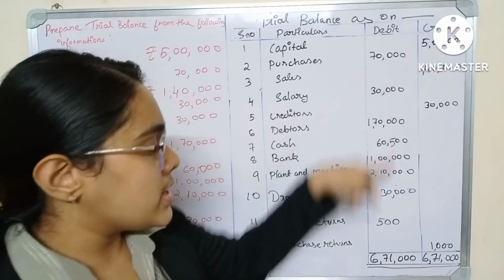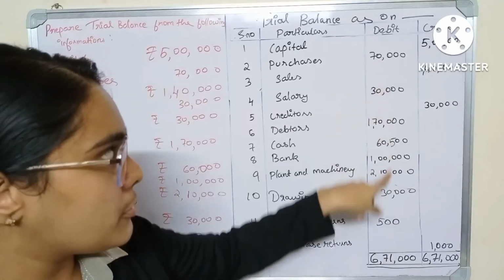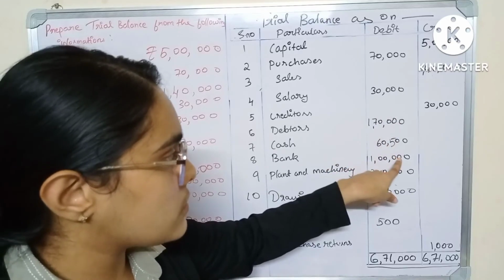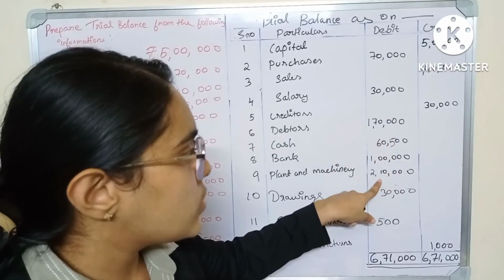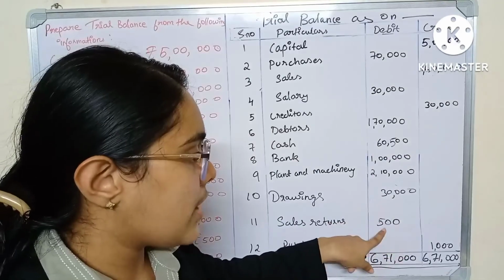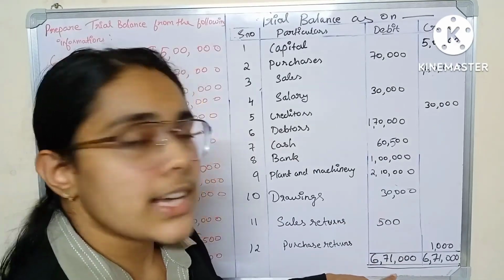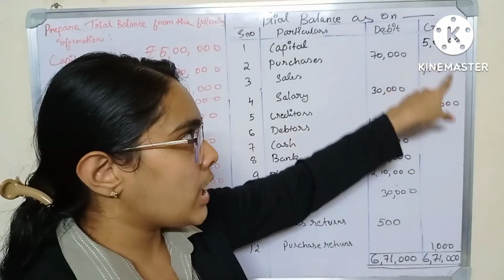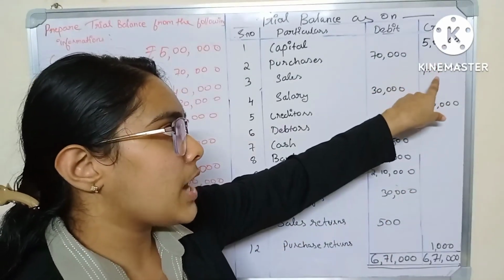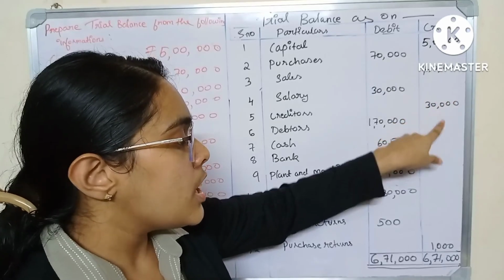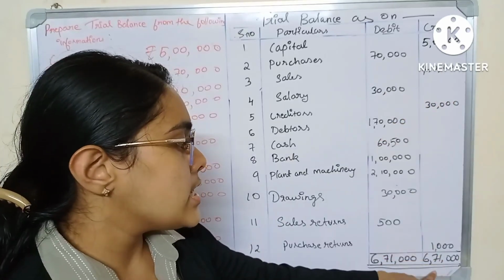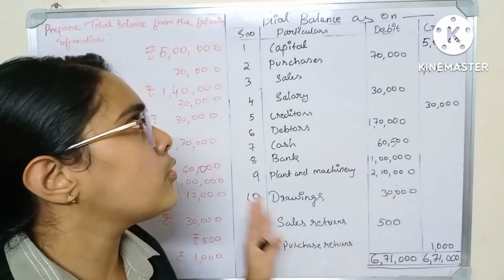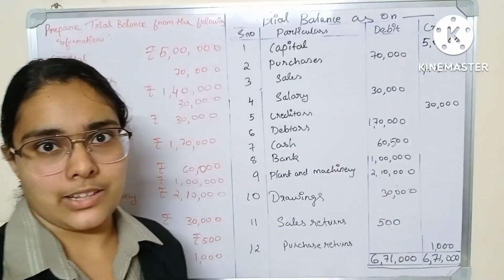You can see here the total of the debit column: if you take 70,000 plus 30,000 plus 1,70,000 plus 60,500 plus 1 lakh plus 2,10,000 plus 30,000 plus 500, you will get 6,71,000. Then if you add up the credit column, that is 5 lakh plus 1,40,000 plus 30,000 plus 1,000, you will get 6,71,000 itself. So this is how you will prepare a trial balance.